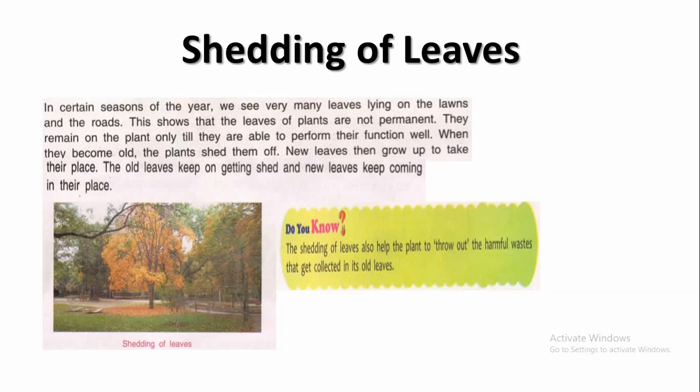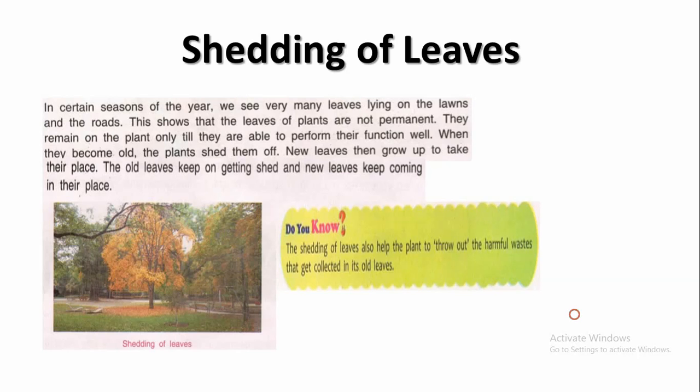The old leaves keep on getting shed and new leaves keep coming in their place. It means that plants shed their leaves in certain seasons, and in their place new leaves come out. Now, here it is given, do you know, the shedding of leaves also helps the plant to throw out the harmful waste that gets collected in its old leaves.